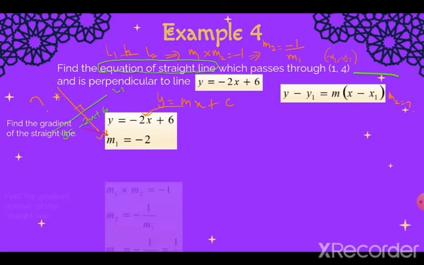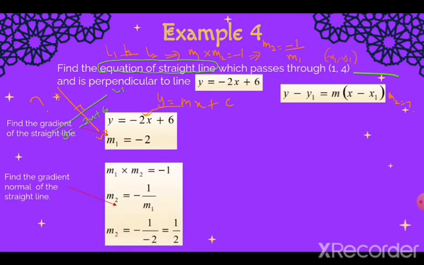So what's next? Find the gradient normal of the straight line. This line 2 is also called the normal line because that line intersects with line 1 and forms a 90 degree angle. So we are talking about m2. m1 times m2 is equal to negative 1, therefore m2 is equal to negative 1 over m1. So negative 1 over negative 2 gives us the gradient normal m2, which is half.